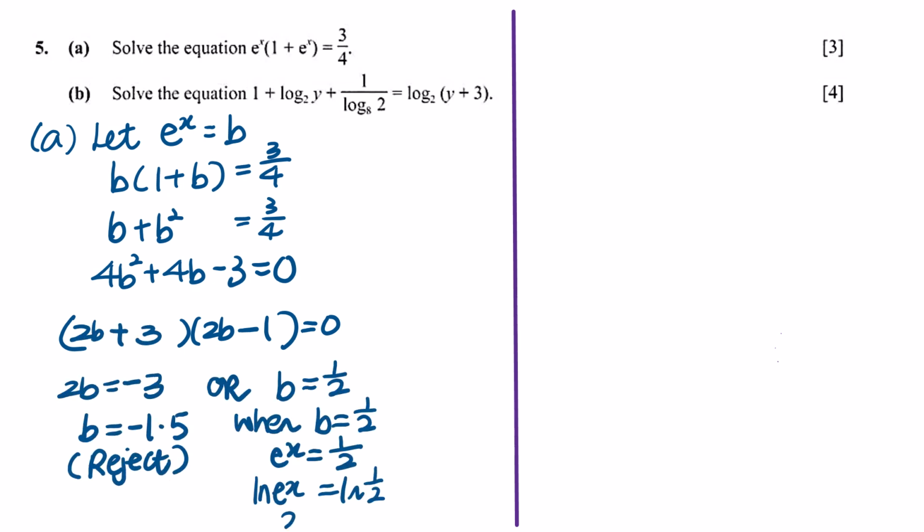But remember, b is the substituted value for e to the power of x. So whatever values you get for b, remember to equate it to e to the power of x. Now, why is this value being rejected? Because if you replace b with e to the power of x, you end up getting e to the power of x equals negative 1.5. And of course, it has to be rejected because e to the power of x is an exponential function which is more than 0 at all times.